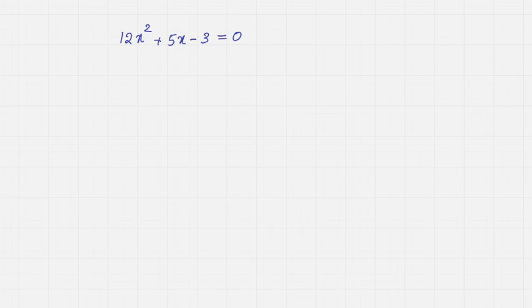Here the sum is 12x square plus 5x minus 3. Our quadratic equation is ax square plus bx plus c equal to 0. Comparing this quadratic equation with the general formula, we have a is equal to 12, b is equal to 5 and c is equal to minus 3. Here 3 is a negative number, so we will take the constant c as negative itself.